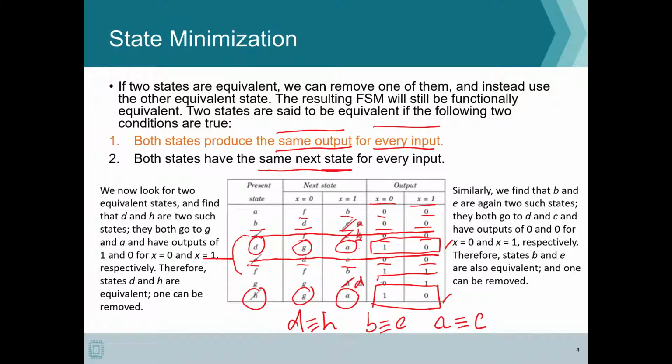So that's basically how you can do equivalency checking. Initially we had 1 2 3 4 5 6 7 8 states, and now we have removed 3 states, and our solution will be made up of a lesser number of flip-flops.